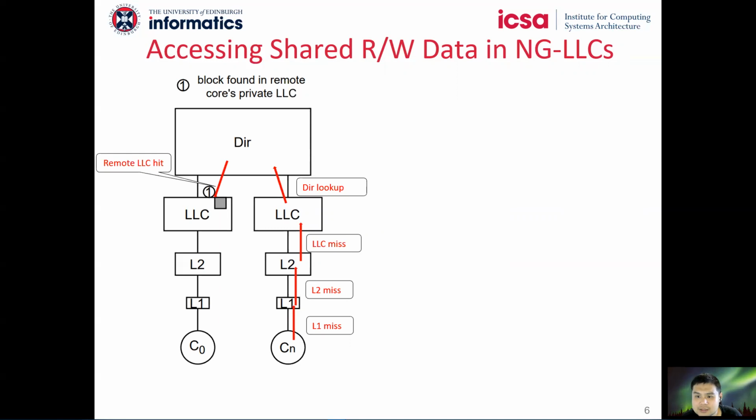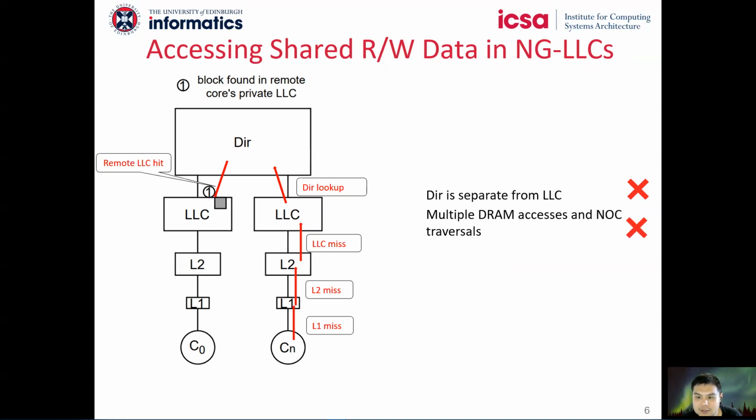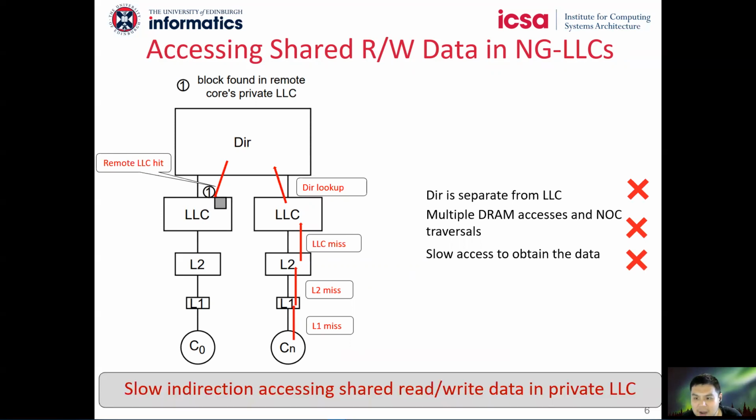So this is the worst case, and since the directory is separate from LLC, there are multiple DRAM accesses and NoC traverses. So the access to shared read-write data is extremely slow in NG-LLCs. To summarize here, because we have many indirections, accessing shared read-write data is extremely slow in NG-LLCs.